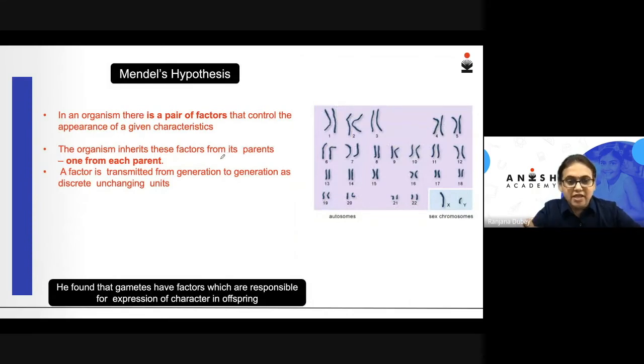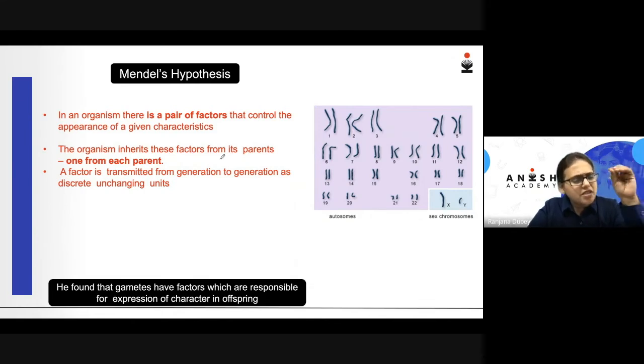What Mendel said was that every organism has a pair of factors that control the appearance of given characteristics. Meaning to say that there are a pair of factors. Factors means the genes which we know now. What are factors? They are nothing but the genes which we know now. So Mendel said that there is something which is controlling how the organism is going to be like. And that something he stated as factors. Now we know they are genes.